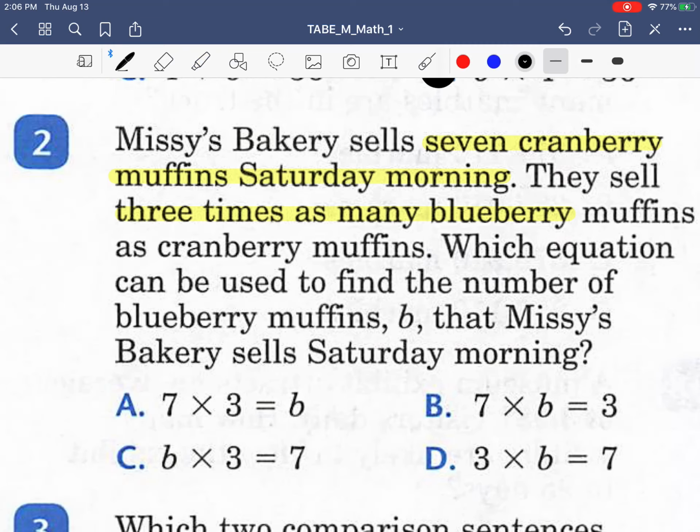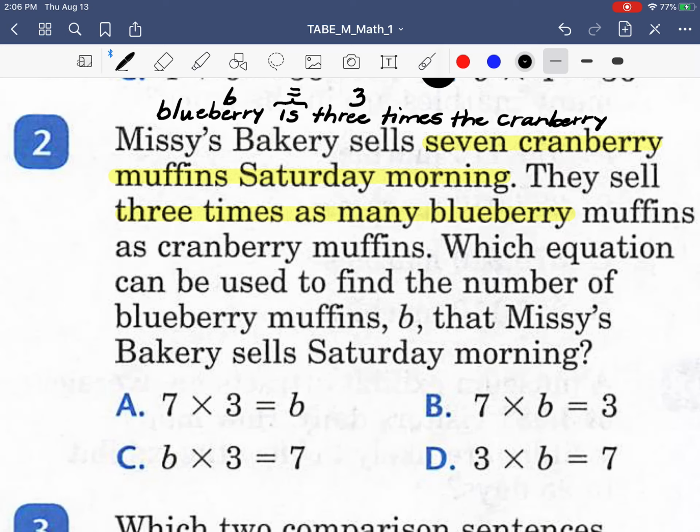Well, again, let's put it in our own words. We know that the blueberry is 3 times the cranberry. And they tell us that B is supposed to be our blueberry, so let's put the B in there. The "is" is your equal sign. 3 times, how many cranberries did she sell? 7. So B equals 3 times 7. B equals 3 times 7. That is option A.